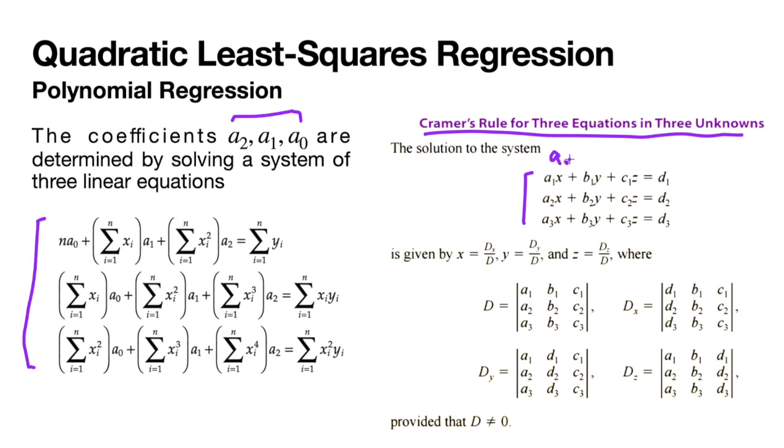We can find that x here is representing a naught of this term, similarly y here is a1, and similarly z here is a2. Similarly d1 is this value and d2 is this value. So our a naught will be equal to this x value, which is equal to the determinant of this dx value and the d value.